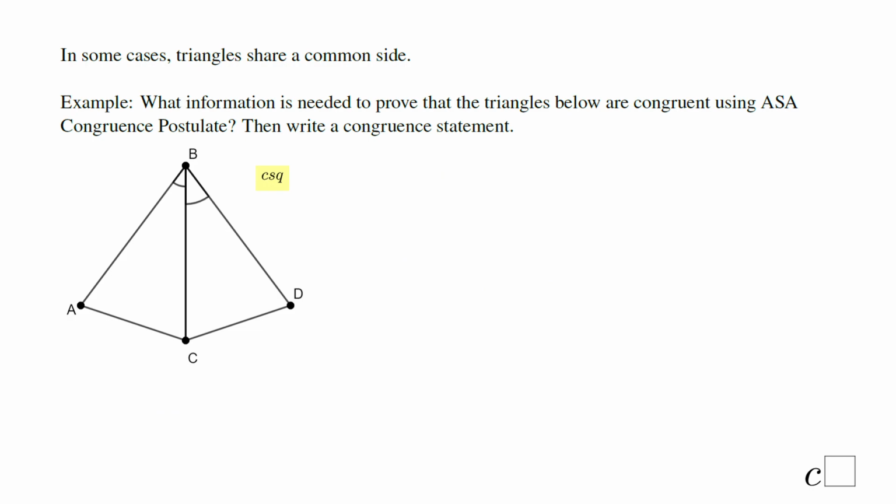In some cases, as I said here, triangles share a common side. But again, the same thing. We want to see what information is needed to prove that the triangles are congruent by using the angle side angle congruence postulate. Okay, so let's take a look. What do we notice? We notice these two angles are congruent. Now, in this case, I'm going to have to use three letters, right? Because they have the same vertex. And we have angle ABC congruent to angle DBC.